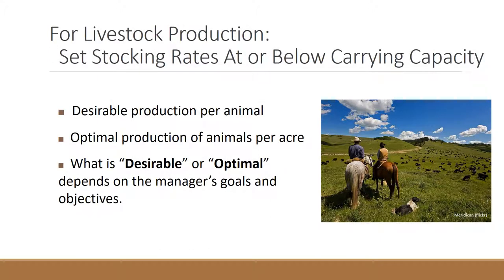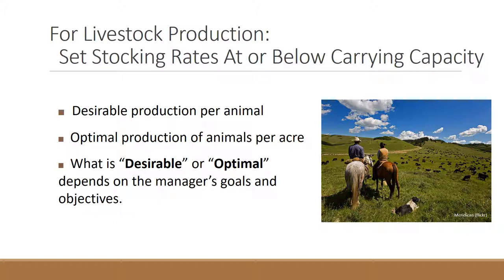So from an animal production standpoint, you want to set the stocking rate at or below carrying capacity because you want desirable production per animal. And animals are really sensitive to the point where you might have stocking rates that are excessive and they're starting to lose forage quantity and quality. The optimal production per acre is also really important.